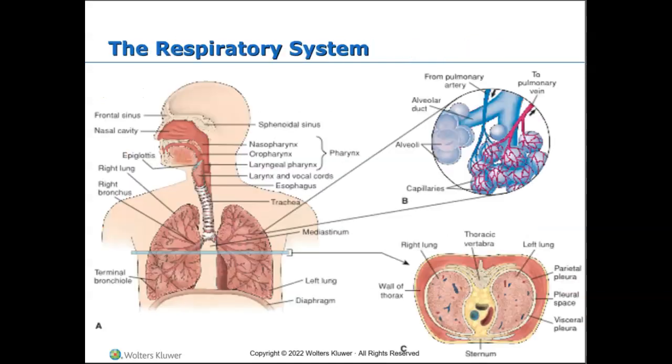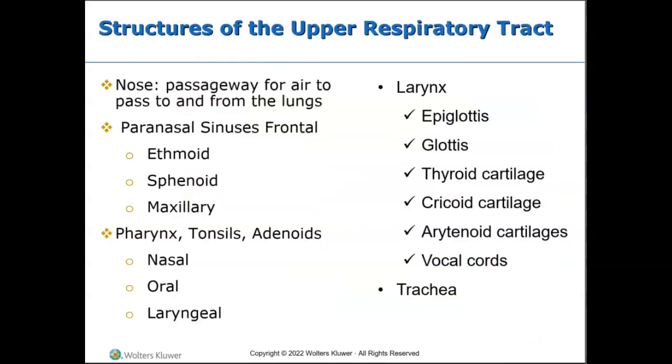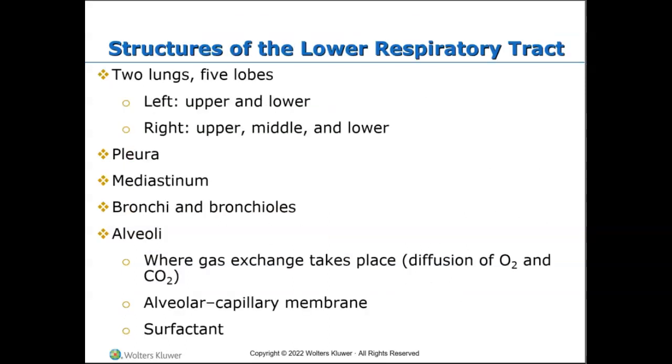Here's a picture of the respiratory system, and you'll notice the top right picture is showing you the alveoli, right? And that's the most important structure of the lungs. Listed on this slide are the structures of the upper respiratory tract. Again, no need to memorize this information. This is just to have an overall understanding. Here are the structures of the lower respiratory tract. And I would know the information under the alveoli, right? So the alveoli is where the gas exchange takes place, the diffusion of oxygen and carbon dioxide across the capillary membrane.